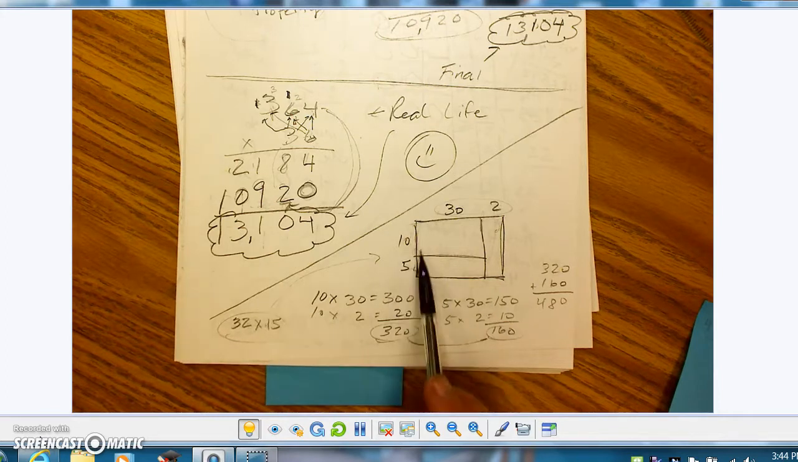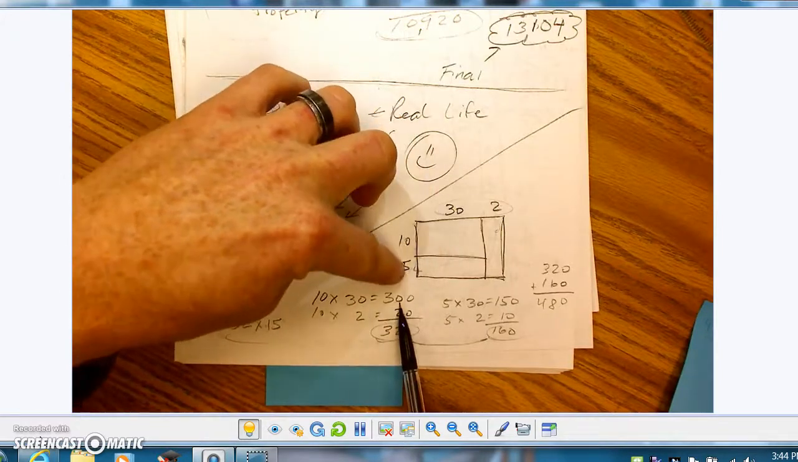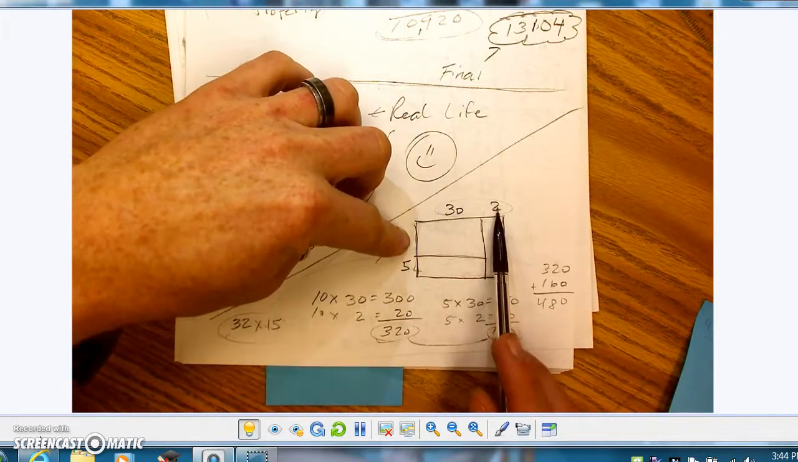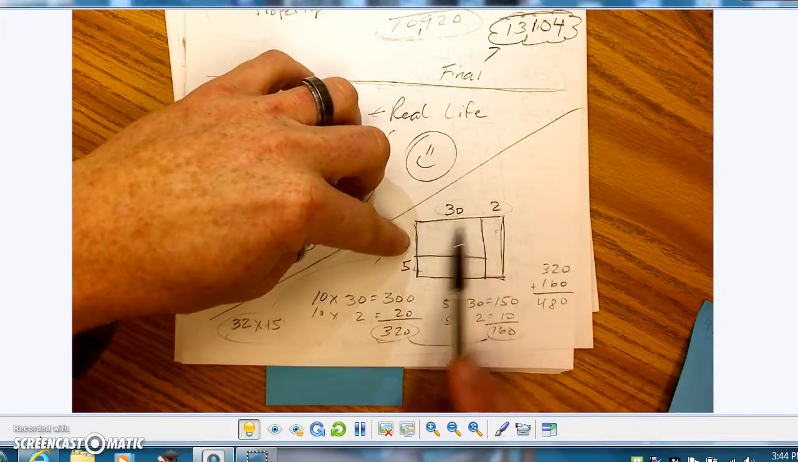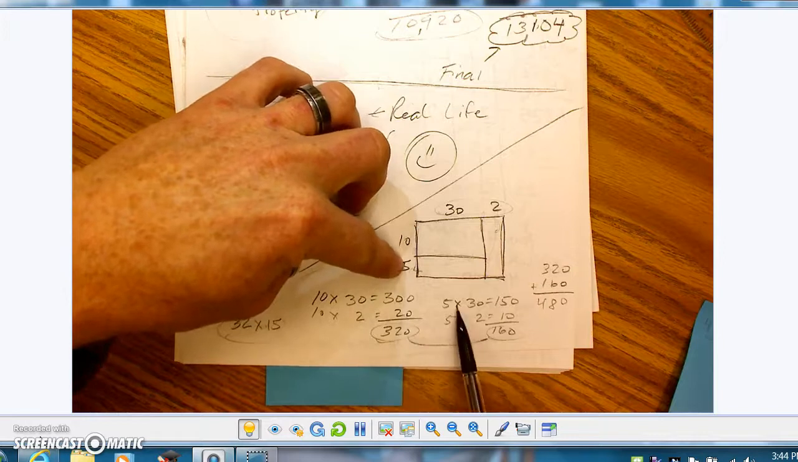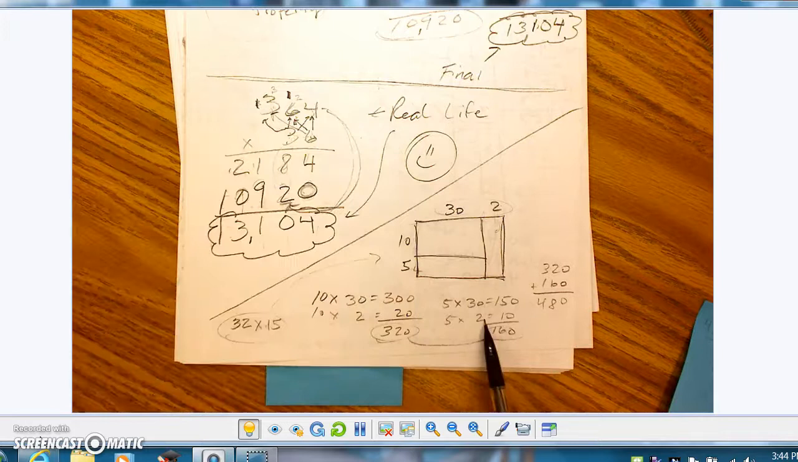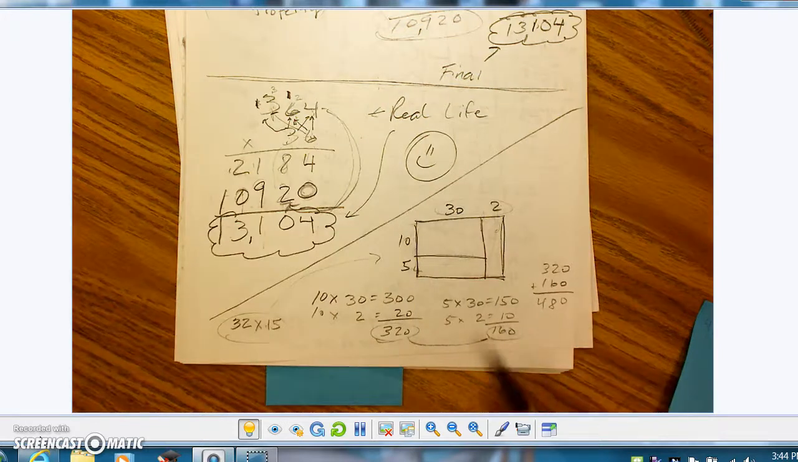The other way is break it apart, like they've already done here. And so 10 times 30 is 300. We got a 10 times 2 over here. 10 times 2 would be 20. And then we've got a 5 times 30 and also a 5 times 2. And then you add all that up and you get 480.